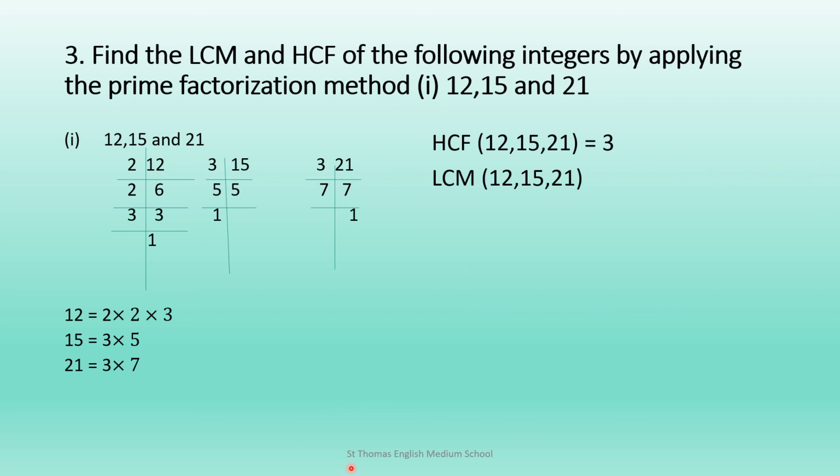Now the LCM of the numbers: the factors which are coming in common, you have to write them once, and you have to write the rest of the factors. So you are getting 2 multiply by 2 multiply by 3 multiply by 7, that is 420. So you have got the HCF as 3 and LCM as 420.